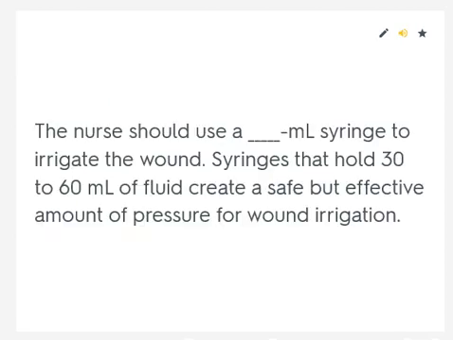The nurse should use a blank ml syringe to irrigate the wound. Syringes that hold 30 to 60 milliliters of fluid create a safe but effective amount of pressure for wound irrigation. 35.